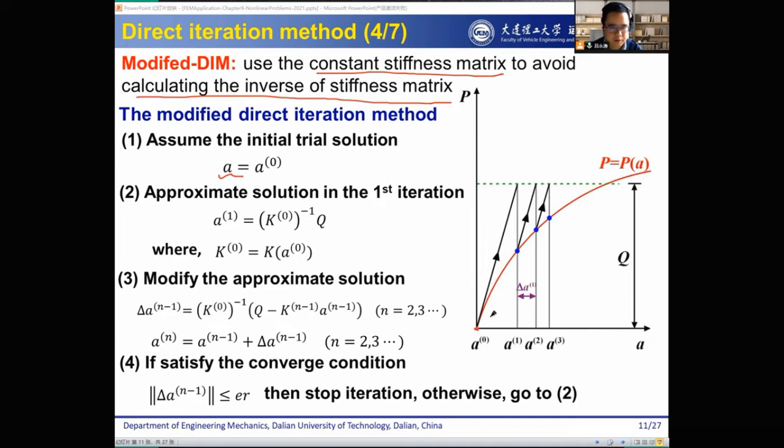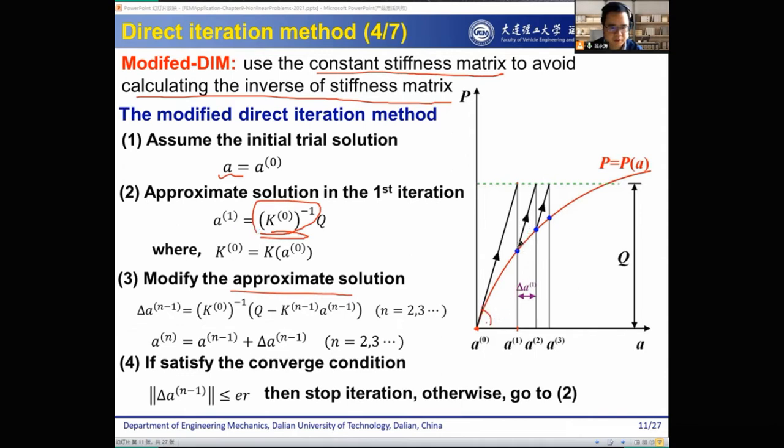Then we do the first iteration, and then we have this line, and then we get A1, the intercept. When we calculate A1, we have to do the inverse once, but the difference is here. In the subsequent iterations, we don't calculate the new inverse, so we keep using this value as the slope of the line. So this is our slope.